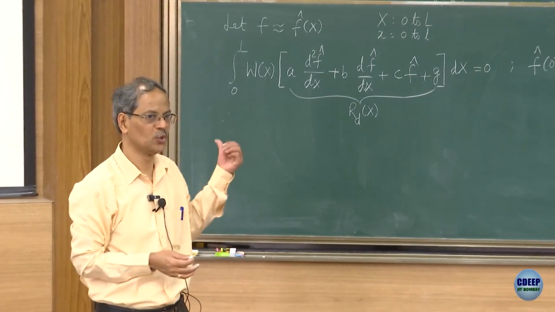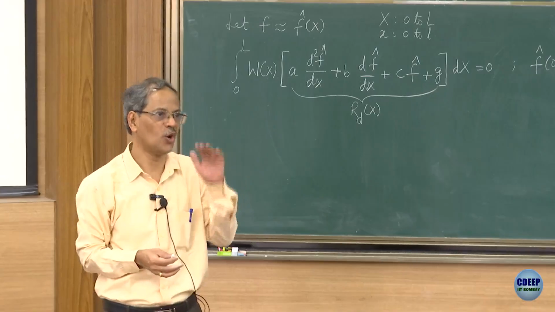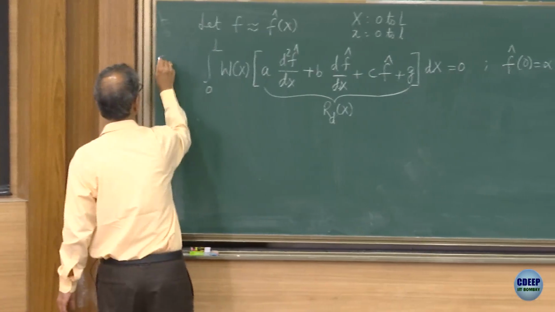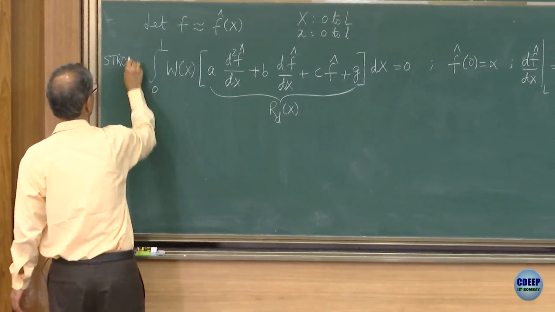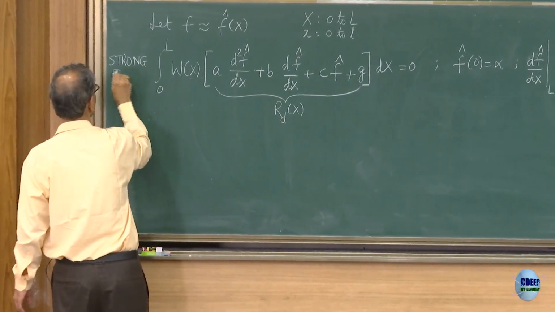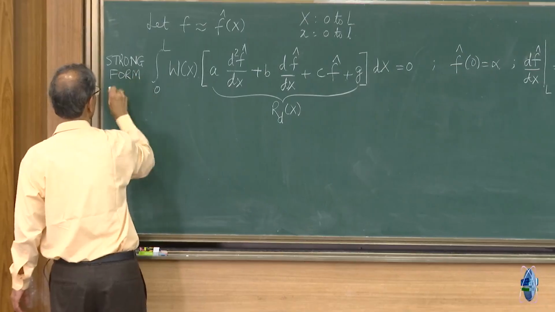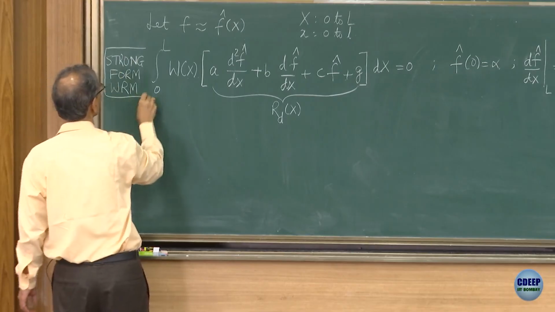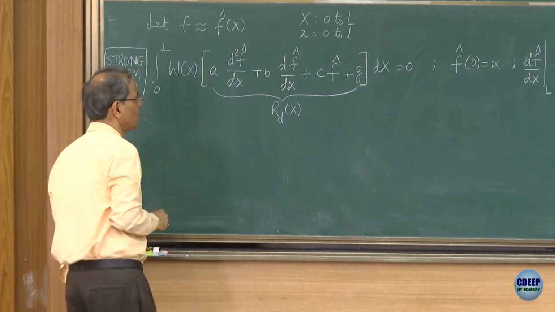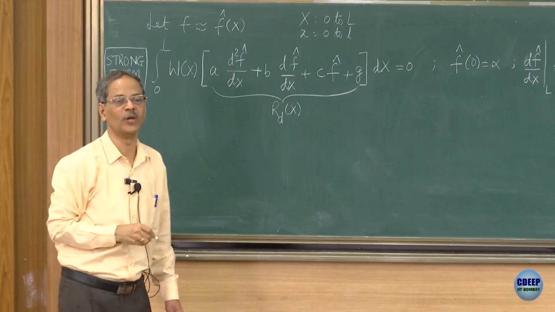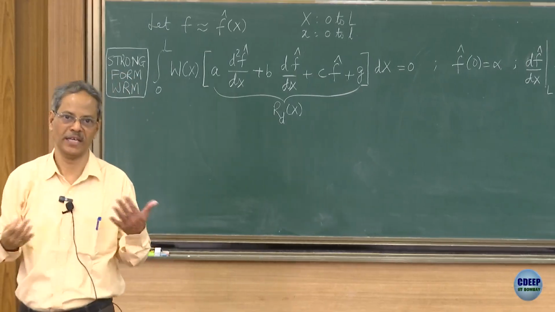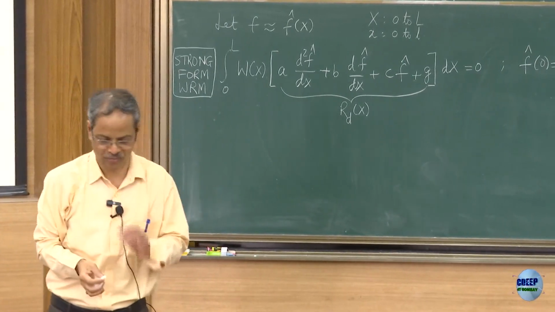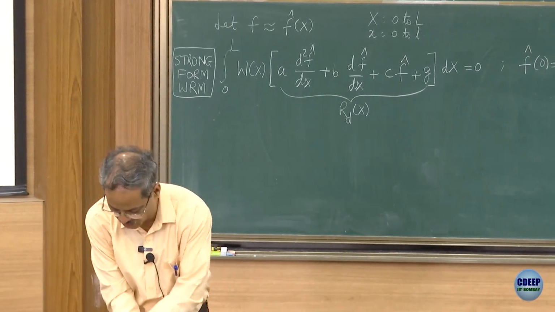Galerkin comes when we choose W. So this was the strong form of the weighted residual statement. So I am going to write here strong form weighted residual method. Okay, fine. Now I am going to apply integration by parts and get the weak form. Let me see how that will look.